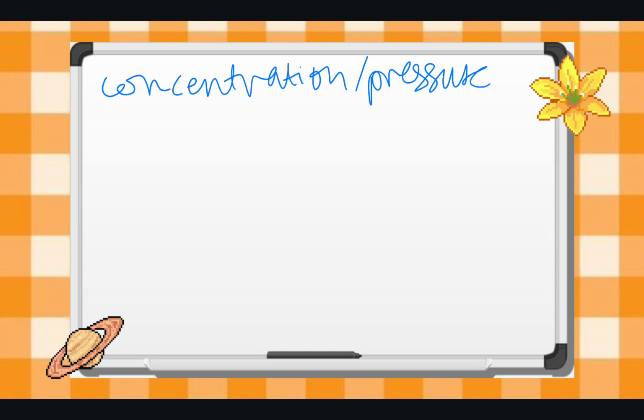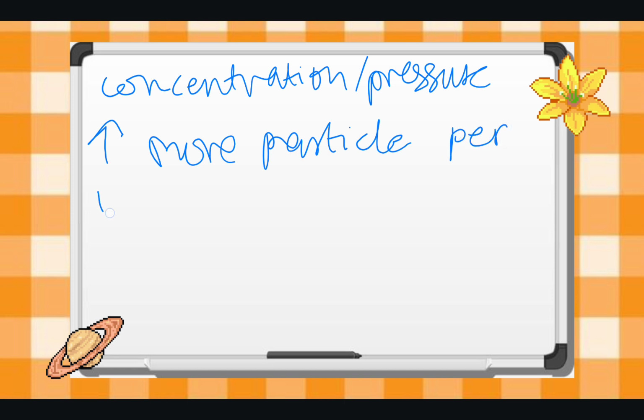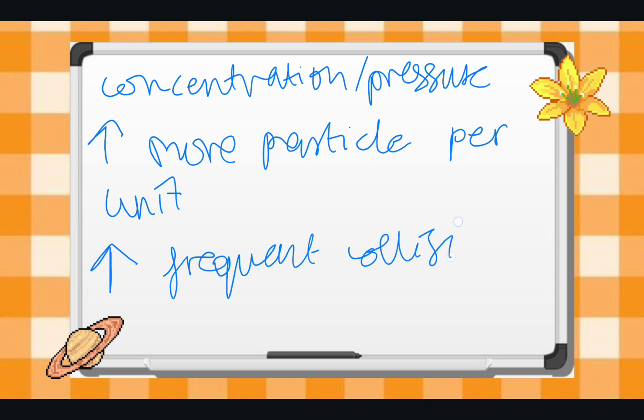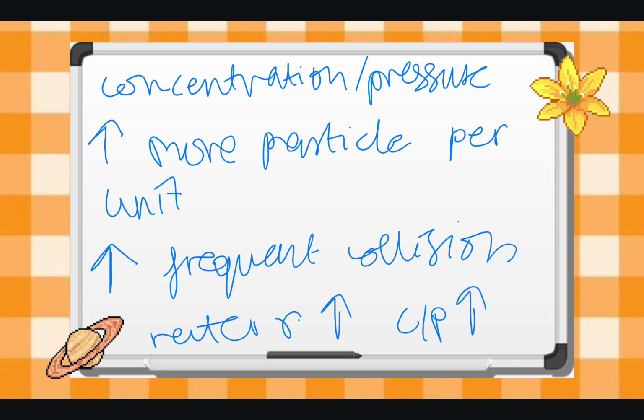As the concentration and pressure increase, there are more particles per unit. So this means that there are more frequent collisions. So this means that the rate of reaction increases when concentration and pressure increase. You don't have to really memorize any of this, it's just that you need to know the concept of it.